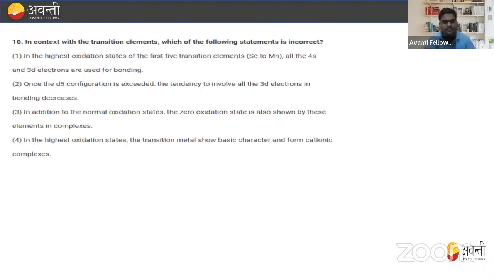Good. Now, tell me the answer for this question. In the context of the transition elements, which of the following statements is incorrect? You have to identify the incorrect statement. That is, in the highest oxidation state, the transition metals show basic character. This is totally incorrect, because in the highest oxidation state they have covalent character and thus show acidic character, not basic character, right? In the lower oxidation state they show basic character, but in the higher oxidation state they show acidic character. This is all from this question.